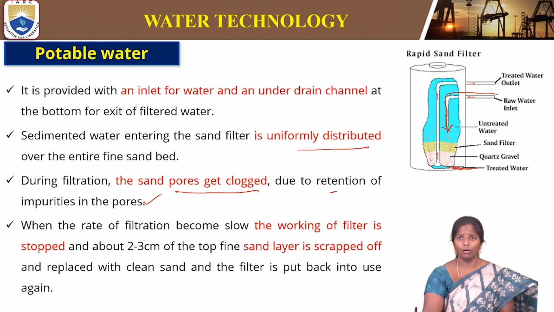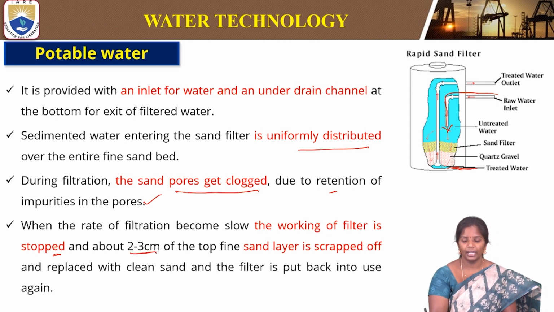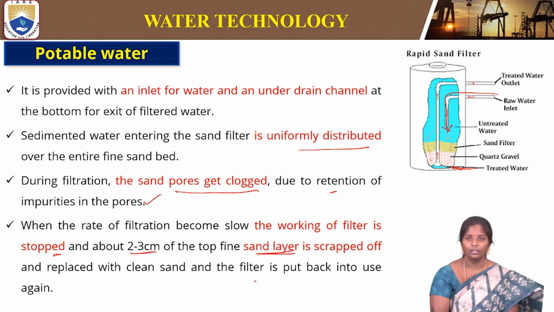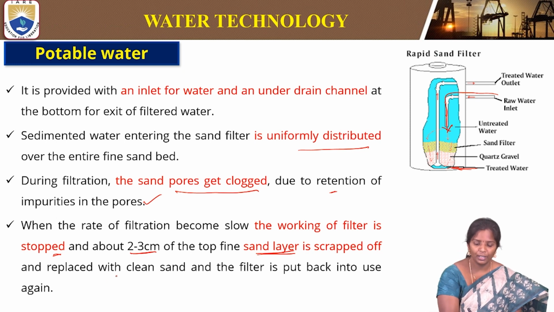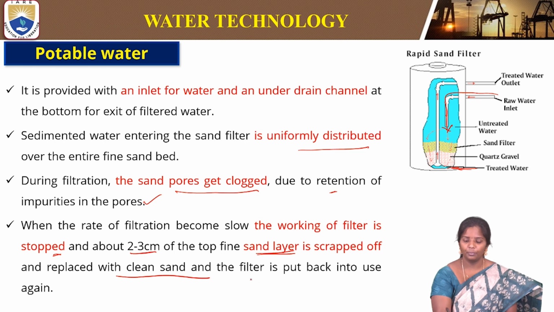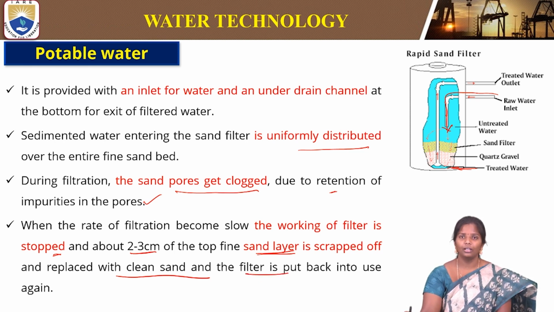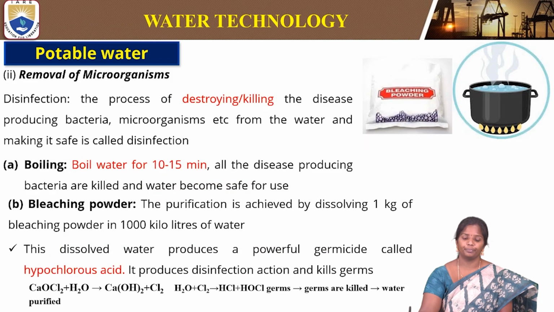Ultimately, when it is getting clogged, the rate of diffusion reduces and it stops working. So when it stops working, we have to remove 2 to 3 centimeters of the top sand layer, scrape it off and replace it with clean sand, and the filter is put back into usage. So this is how we can reuse the sand filter.